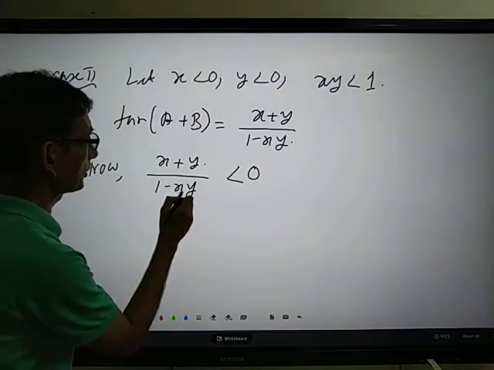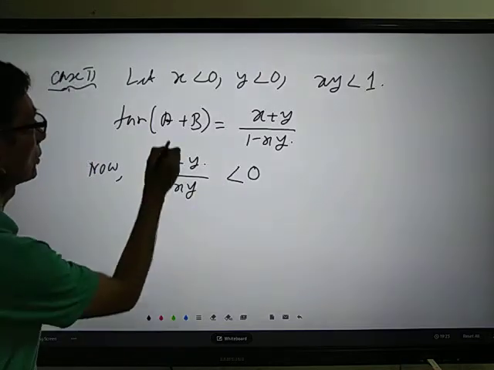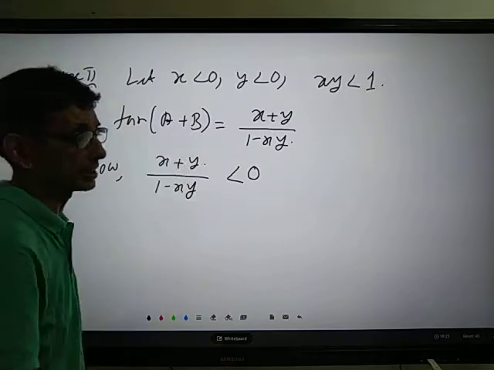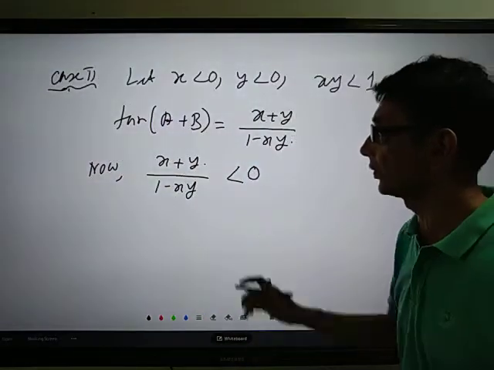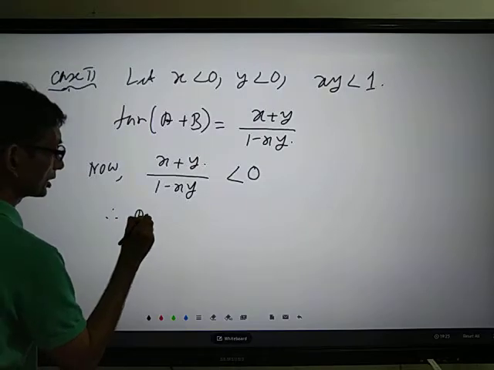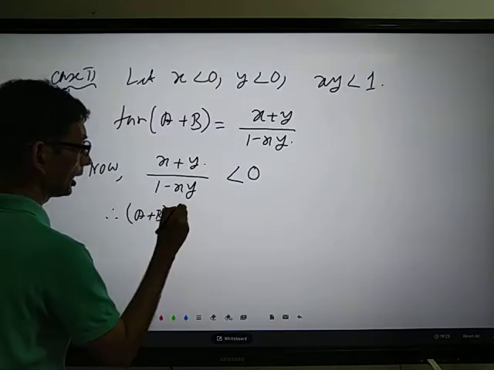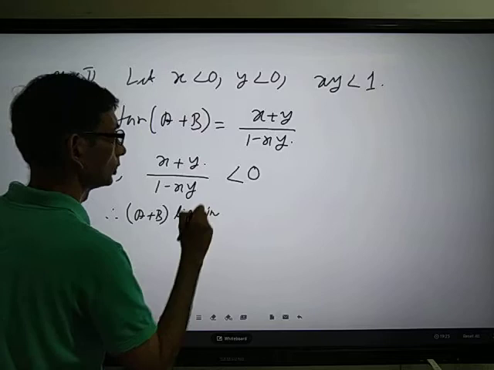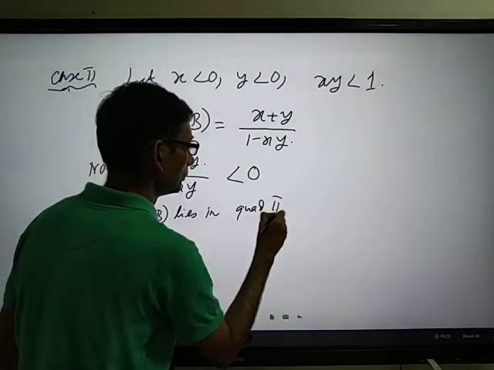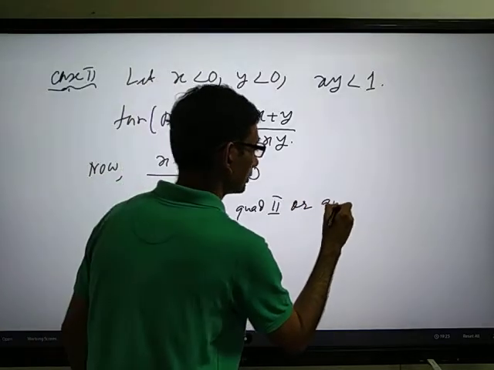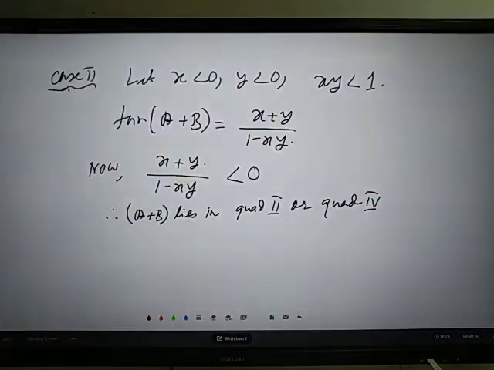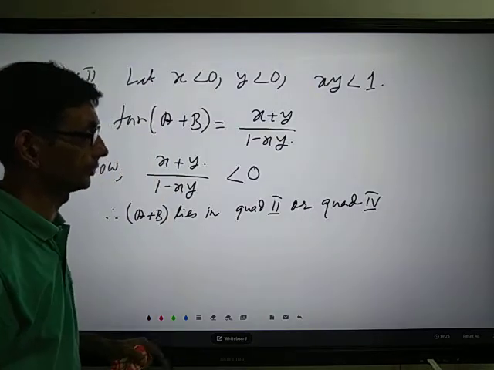Since x plus y over 1 minus xy is less than 0, what about tan(a plus b)? This tan(a plus b) is also negative. If tan(a plus b) is negative, where does a plus b lie? So a plus b lies in which quadrant? Quadrant 2 or quadrant 4, because we know that in the second and the fourth quadrant, tan is negative.